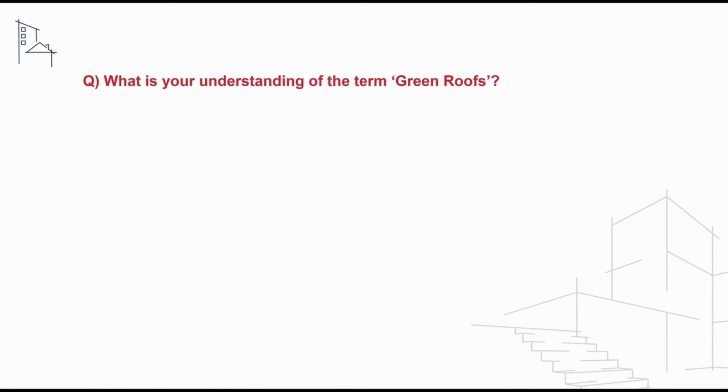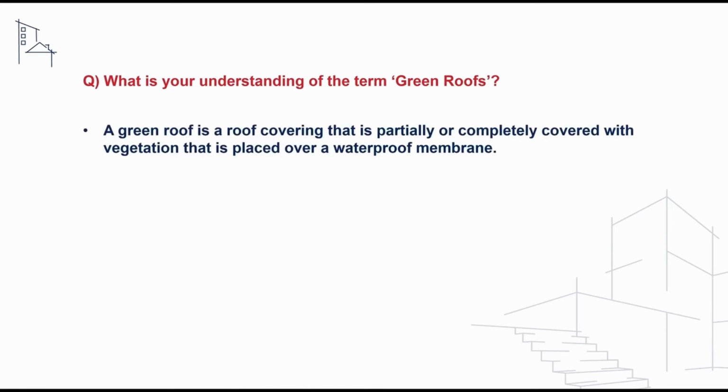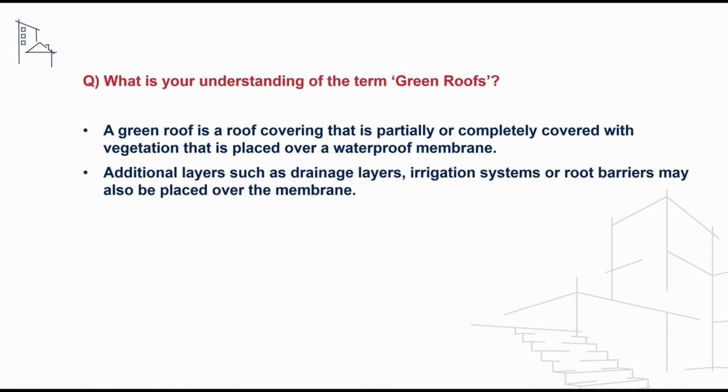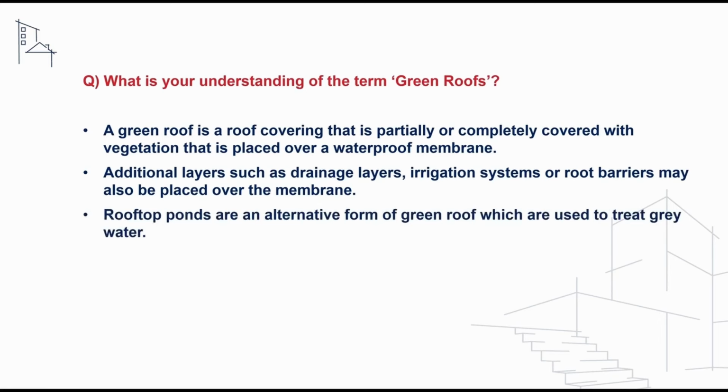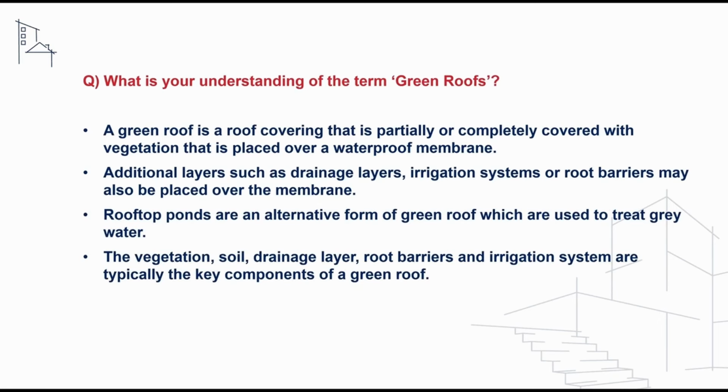The next question we'll take a look at is checking our understanding of the term green roofs. To address this, we can say that a green roof is a roof covering that is partially or completely covered with vegetation that is placed over a waterproof membrane. Additional layers such as drainage layers, irrigation systems or root barriers may also be placed over the membrane, and rooftop ponds are an alternative form of green roof which are used to treat grey water. The vegetation, soil, drainage layers, root barriers and irrigation systems are typically the key components of a green roof.